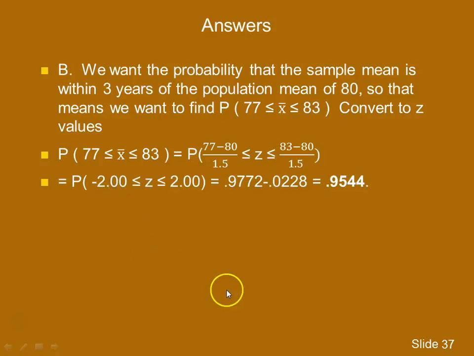77 minus 80 over 1.5 is negative 2. 83 minus 80 over 1.5 is positive 2. Go to your table or use your calculator. Get the cumulative probability up to 2, which is 0.9772, and subtract off the cumulative up to negative 2 of 0.0228, and the answer is 0.9544. So there's better than a 95% chance that you would get a sample mean life expectancy between 77 and 83 under these circumstances, with the sample size of 64, and assuming the population mean is 80.